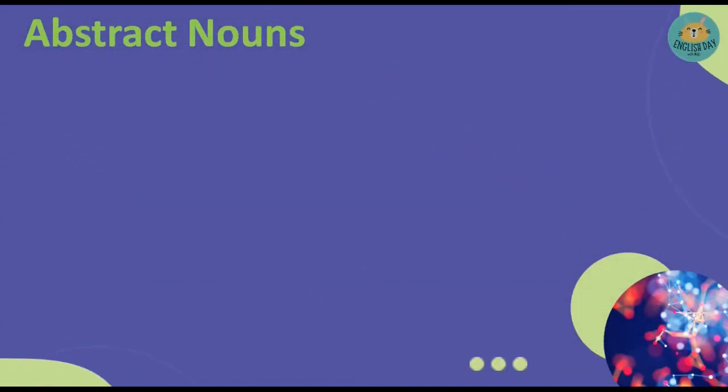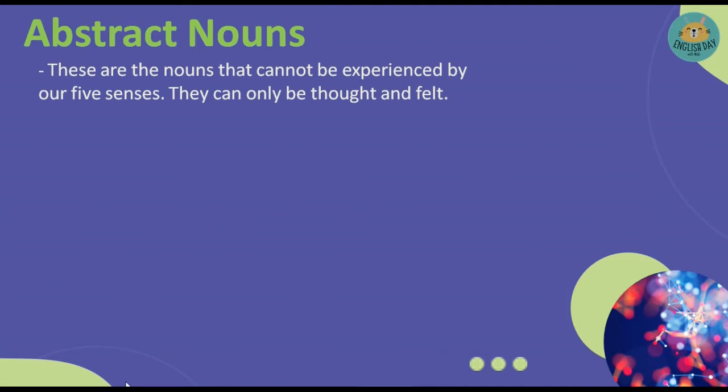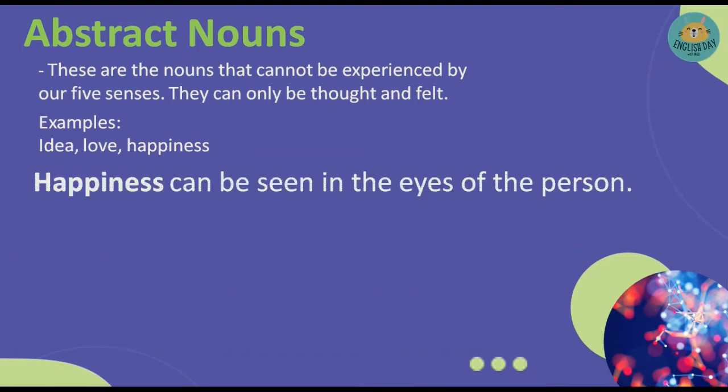Now let's have abstract nouns. These are nouns that cannot be experienced by our 5 senses. They can only be thought and felt. Now let's have some examples. Idea, love, happiness. Happiness can be seen in the eyes of the person. The abstract noun happiness does not have any physical form, but it can be felt. That's why sometimes we say, I feel happy.